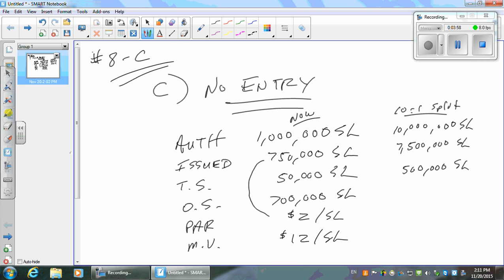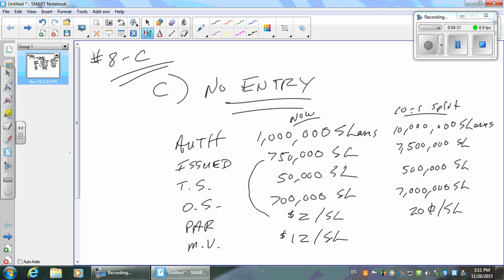What's the thing you're writing on the side? Shares. All right, 500,000. So how many are outstanding, obviously? 7,500,000 less 500,000 is 7 million, which of course is 10 times 700,000. Worked out real nice, didn't it? What do you think your par value would be now? $2 divided by 10, 20 cents per share.